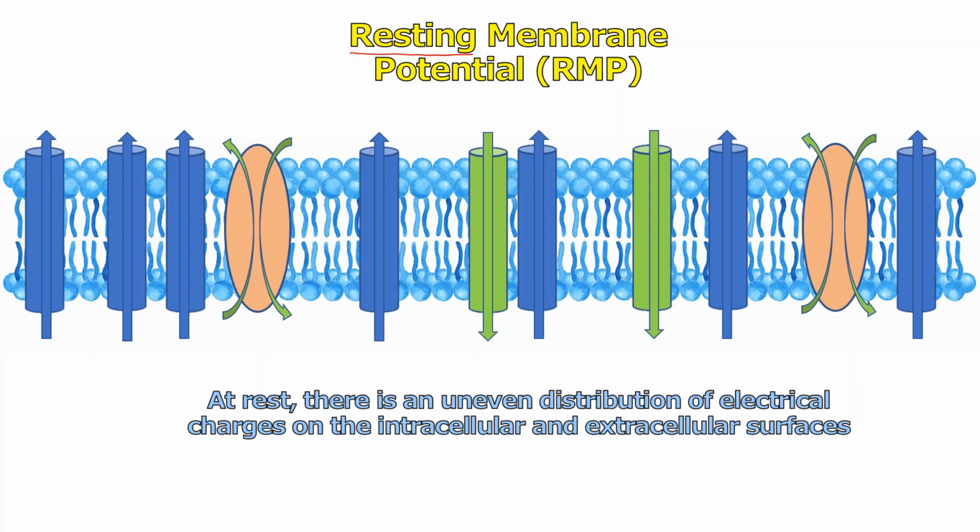So there exists an uneven distribution of charges on the inside, intracellular, that would be right here. We'll call this the ICF, the intracellular fluid. You could also call this the cytoplasm if you wanted to. And the extracellular surface, which would be out here, this would be the ECF, the extracellular fluid. There are other things you can call it as well. I'll be referring to them as ICF and ECF when I mention them.